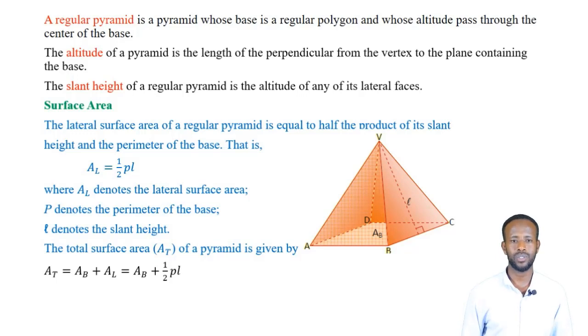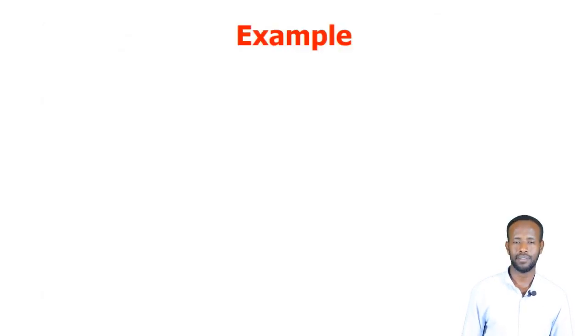Vertex V. So now we have these two formulas. These two formulas we will try to practice so that we understand clearly. Let us see now, where AB is the area of the base. Example.